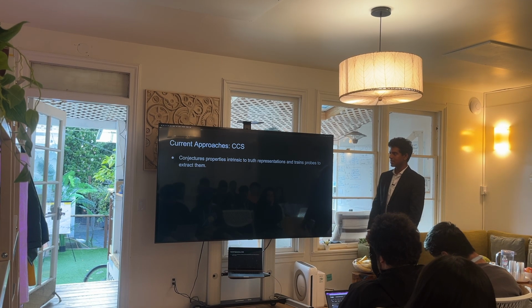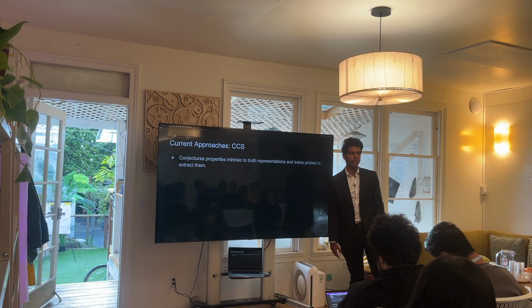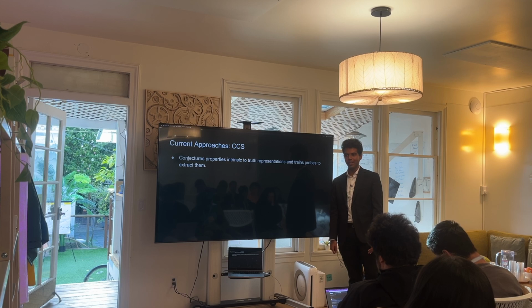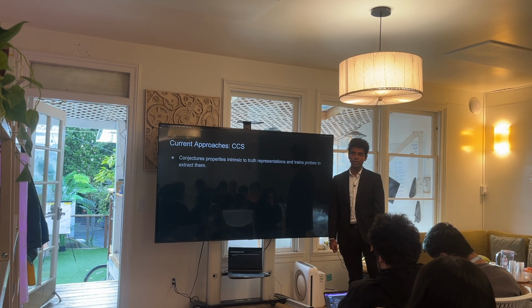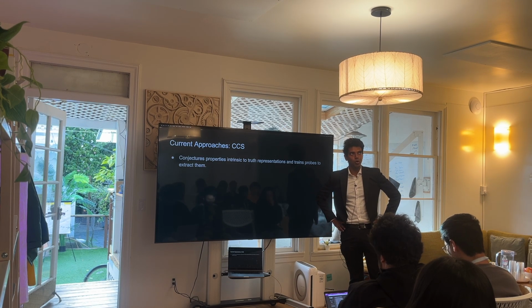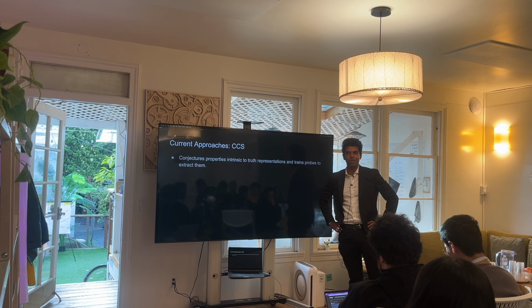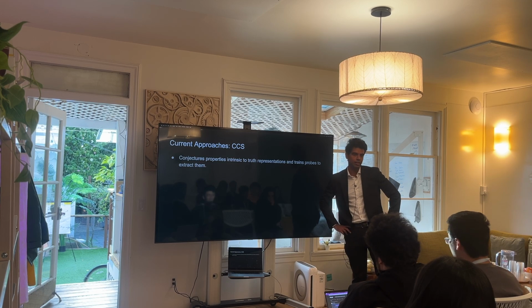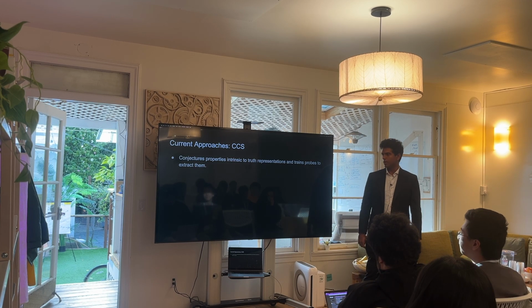CCS takes basically one property that we think truth representation systems will always have. You take two sentences, one of which is true and one of which is false, and then you train a linear probe such that the probe score for one of the statements is always 1 minus the other, and such that the minimum of the two is always like 0 or something like that. And you take these probes and see how well you can extract latent knowledge out of them.